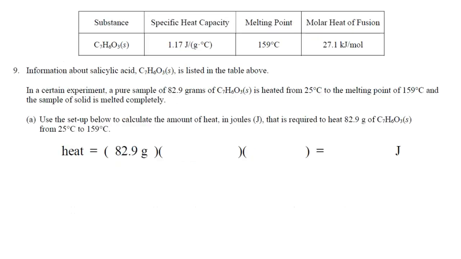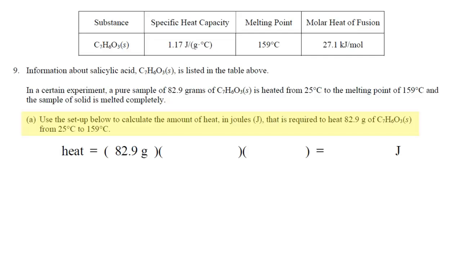So in part A, it says, in a certain experiment, a pure sample of 82.9 grams of salicylic acid is heated from a temperature of 25 degrees Celsius to the melting point of 159 degrees Celsius, and the sample of solid is melted completely. So in part A, it says, use the setup below to calculate the amount of heat in joules that is required to heat 82.9 grams of salicylic acid from 25 degrees Celsius to 159 degrees Celsius.